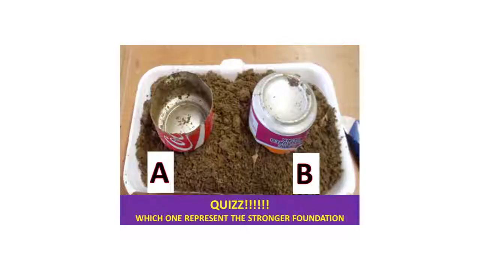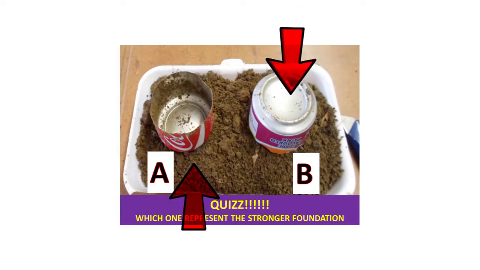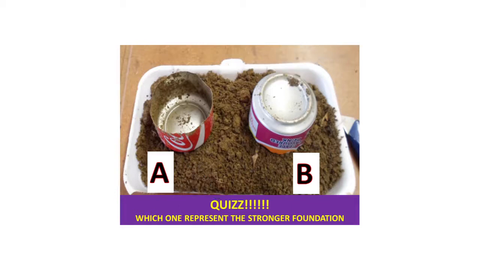I've got number A and number B. On number A, I've got the tin placed facing upwards, and on number B, I've got the tin facing downwards. So the question is, which one is going to pose a very strong foundation for the structure? Most people might think this one is going to be strong enough because it has a nice surface base on top, and this one is not going to be strong enough, but it is the opposite.